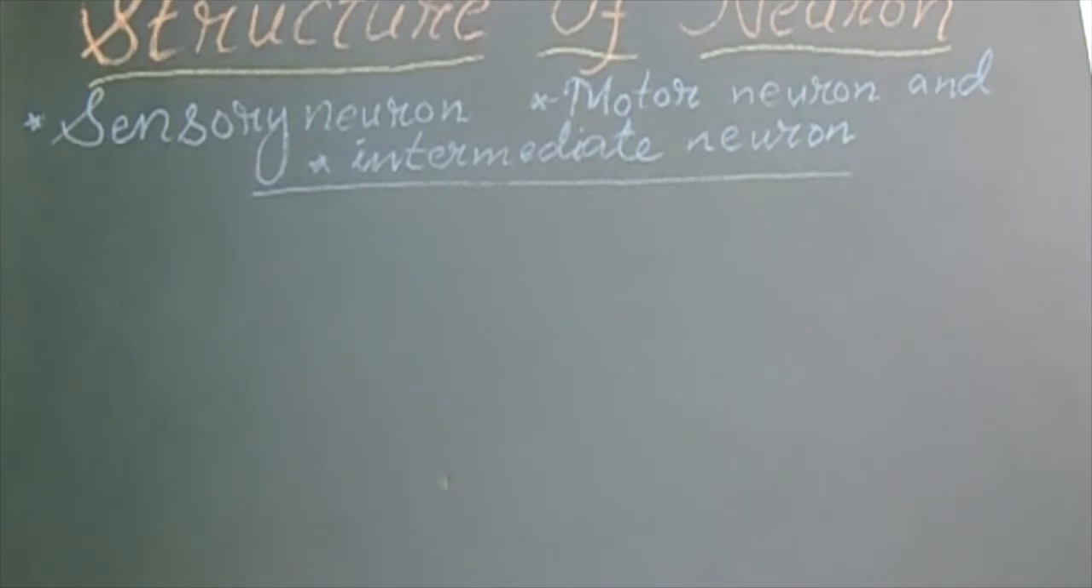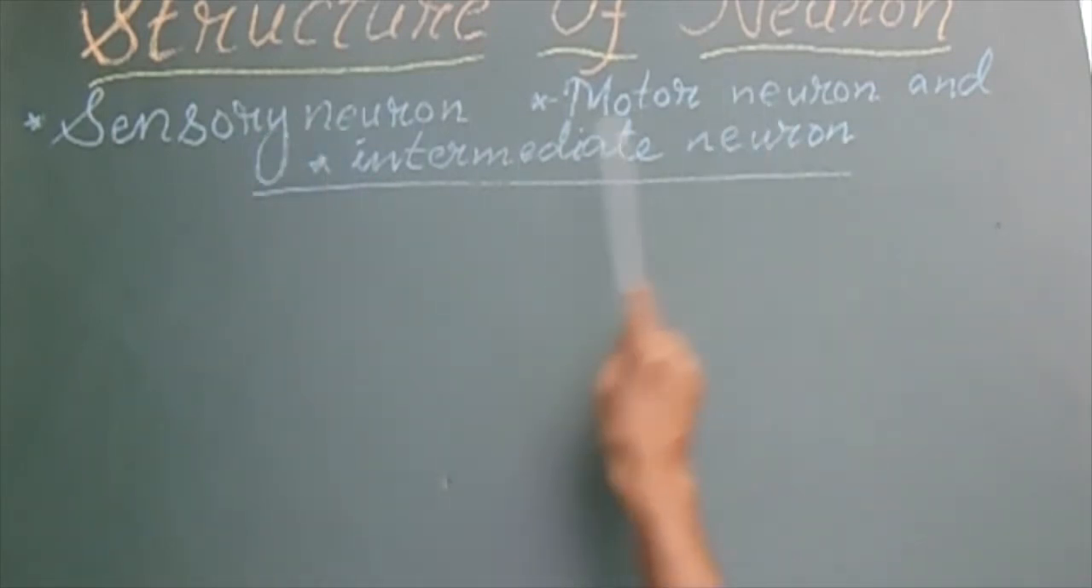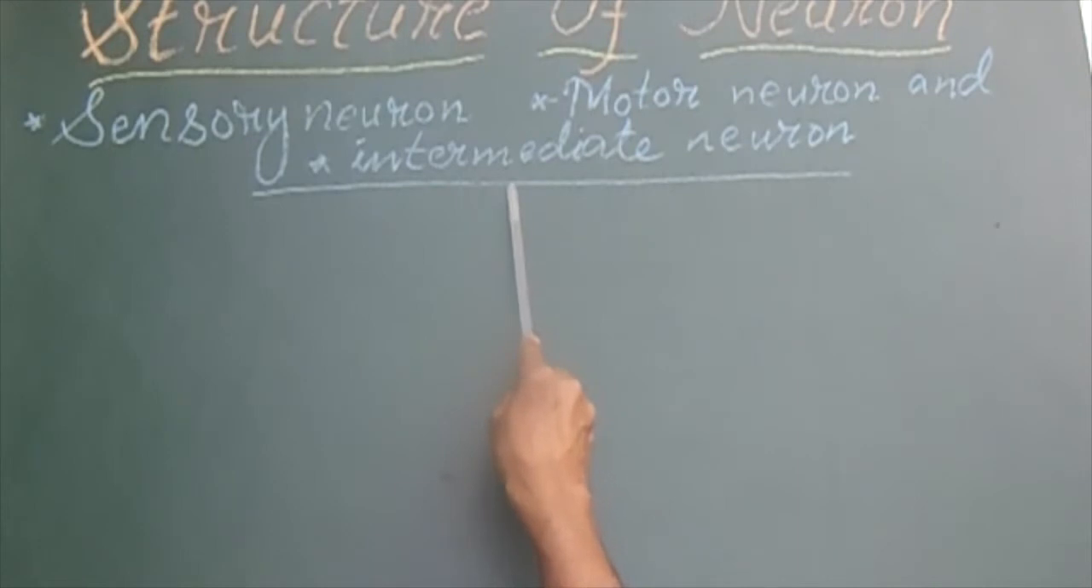Hi everyone. Today we are going to learn about the structure of neuron. Neuron is the unit of nervous system. When we talk about neuron, there are three types of neuron: sensory neuron, motor neuron and then intermediate neuron.